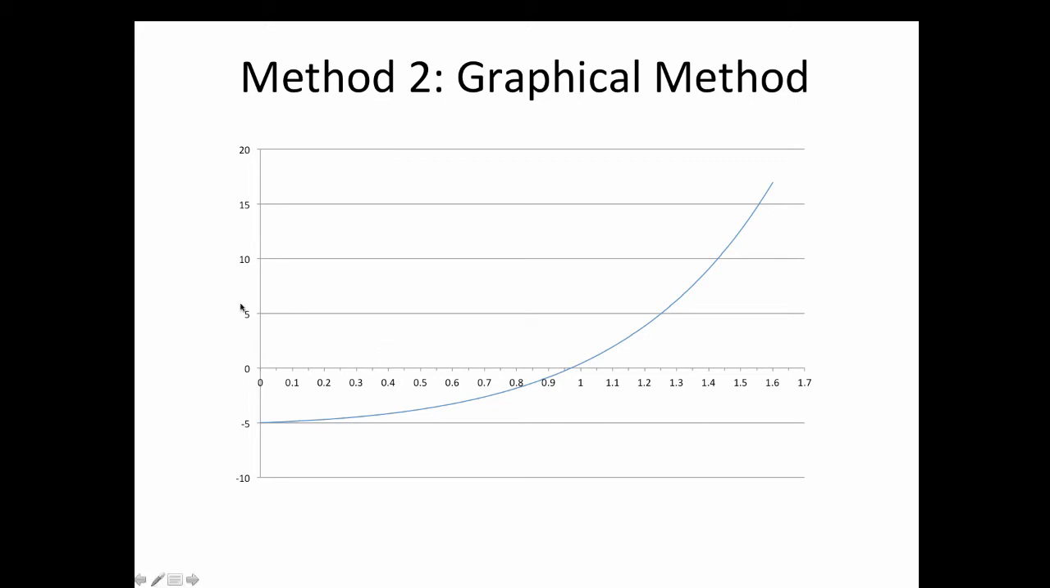So here I'm plotting f of x on the y-axis and then x on the x-axis, and I'm actually going to look for where f of x equals 0. And if I look here, about that point right here is where f of x equals 0. And so just doing the graphical method, I'm able to hone in and find out that f of x equals 0 about 0.97, which is pretty close to what I had on the previous slide for my guess and check method.